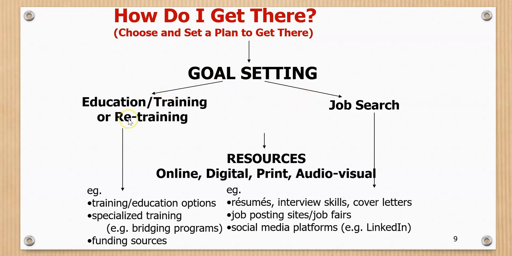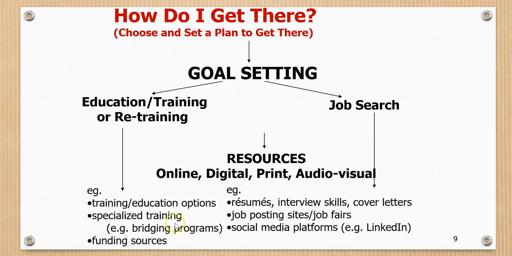One would be some kind of education, training, or retraining that they might need, or it could be that they are now ready to go and look for work. They've decided what types of jobs they want to target. If we're in the education, training, or retraining section, if this is the direction that they're going, then we will be sharing with them specific training and education options that they might choose from, specialized training such as bridging programs, and also any funding sources such as Second Career.